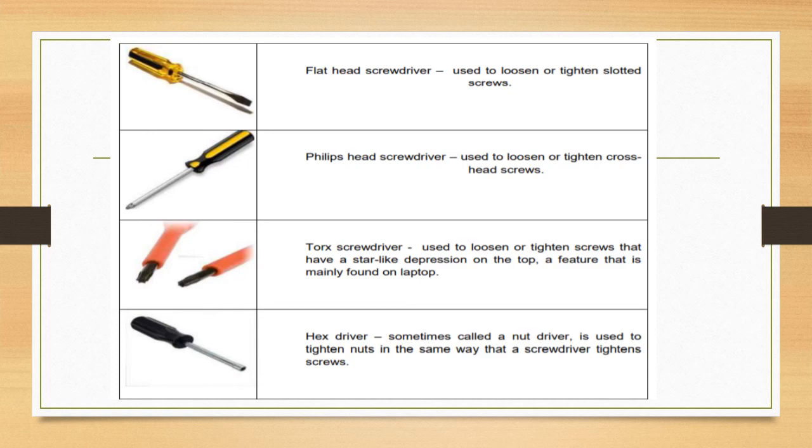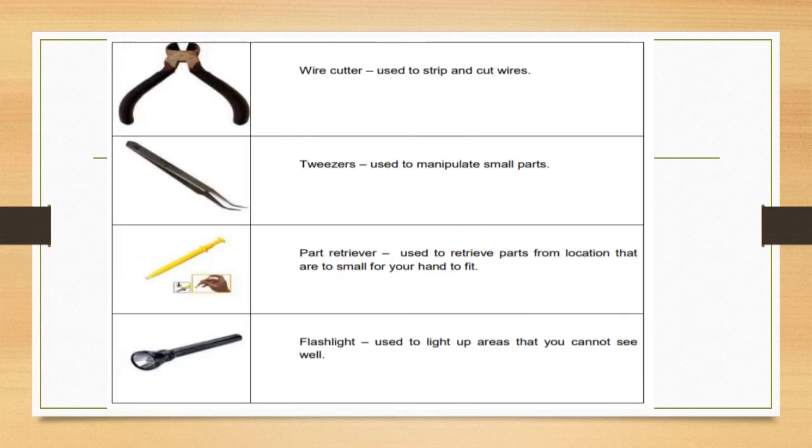Hex screwdriver, sometimes called a nut driver, is used to tighten nuts in the same way that a screwdriver tightens a screw. Wire cutter, used to strip and cut wires. Tweezers, used to manipulate small parts. Part retriever, used to retrieve parts from locations that are too small for your hand to fit. Flashlight, used to light up areas that you cannot see well.